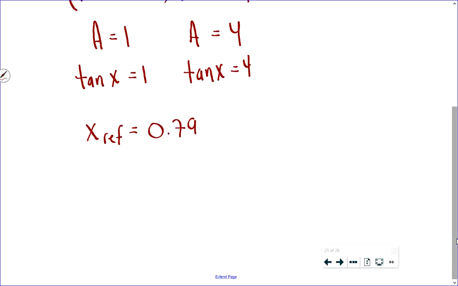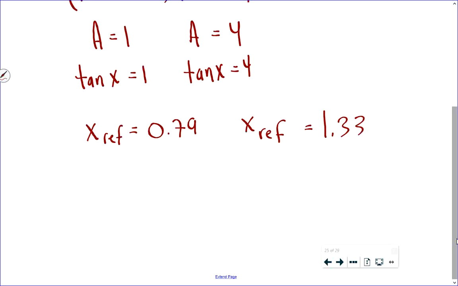That's rads. And Ryan, I'm just going to stick with you because, again, I can hear your voice nice and clearly. Can you figure out a reference angle for the second equation? 1.325. So I'm going to say 1.33 rads.